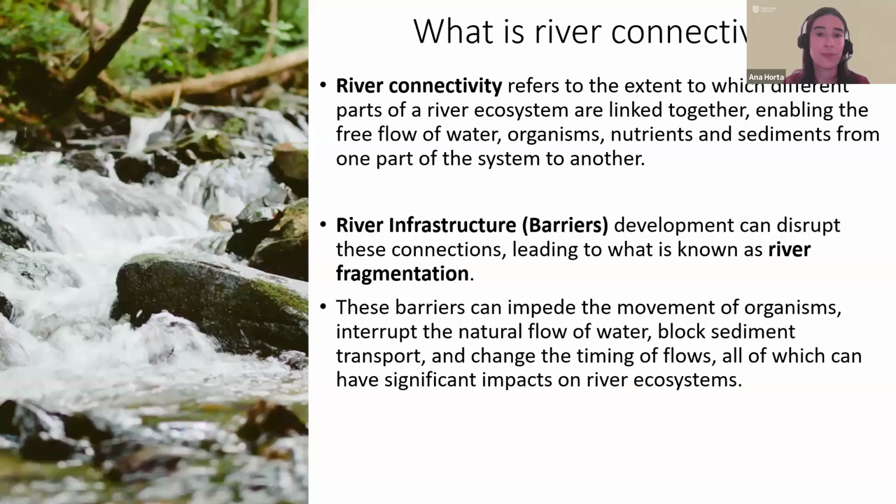Next slide. So in terms of river connectivity, just going a little bit into the details of what it means, you can think of river connectivity as the extent to which different parts of the river ecosystem are linked together. So they enable the free flow of water, of organisms, of fish, of nutrients. So when you put in a barrier, what you're causing is a disruption, a fragmentation of that connectivity.